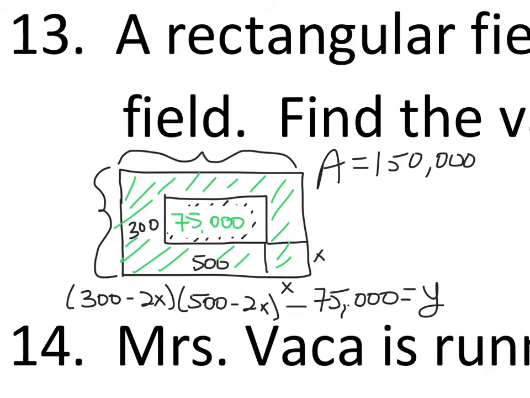All right, so I've got my equation. It's 300 minus 2x times 500 minus 2x, minus the 75,000, which represents this area inside in the middle. If we set that up, we should be able to find our value for x, which is going to give us the width of our road. All right, so when I put that into my calculator and solve for x, I get that on the x-axis my parabola crosses at 54.2 yards. So that is going to be the width around my field.